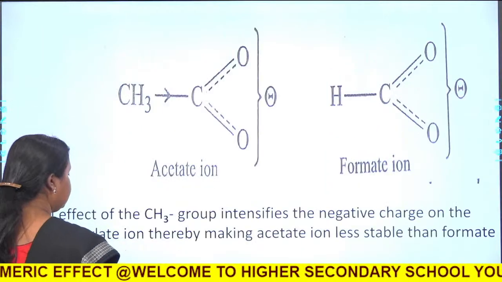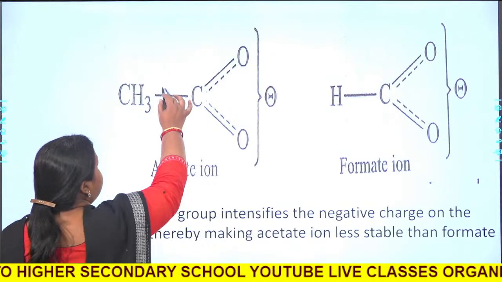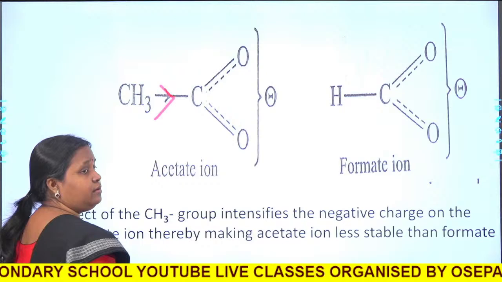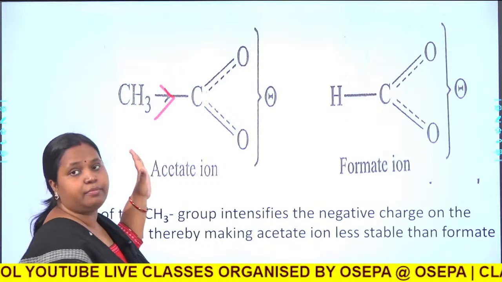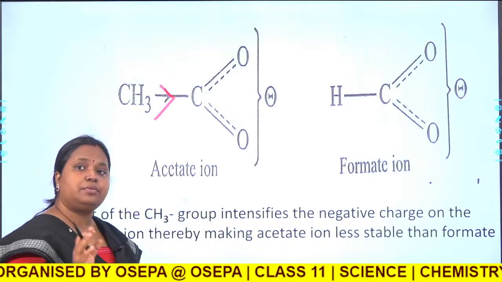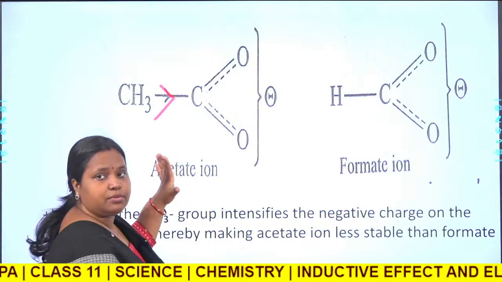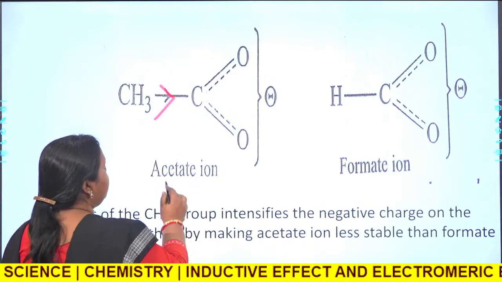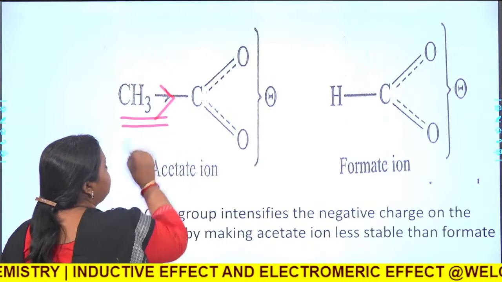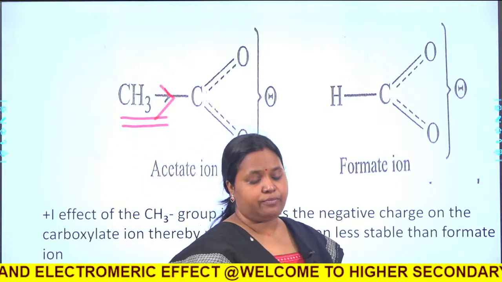The second part is that the methyl group, due to its electron donating capability, is present after the formation of the carboxylate ion, which we are discussing. After the formation of the carboxylate ion, suppose you remove H plus. Now after the formation of the carboxylate ion, the methyl group, due to its electron donating nature, will destabilize the carboxylate ion. Why?